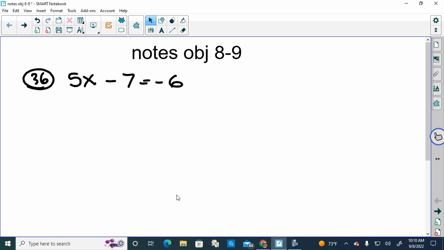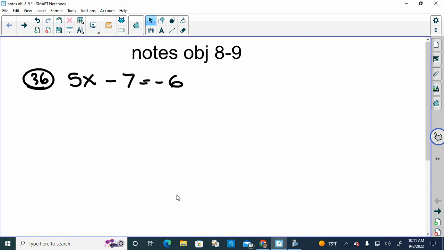Okay, so problem number 36, it's 5x minus 7 equals negative 6. Okay, so in solving equations, we actually go opposite of order of operations. We do the adding and subtracting first, which in order of operations is last, but we do it first when we solve equations, and then the multiply and divide is always last, so it kind of goes backwards. Okay, so our first step would be to what?